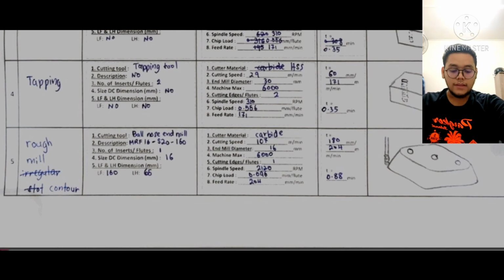And for the estimated time, we take the length of cut and divide it by the feed rate. We divide 180 millimeters by 204 millimeters per minute, and we got 0.88 minute. Okay, and part D is the sketch of the result from this process.